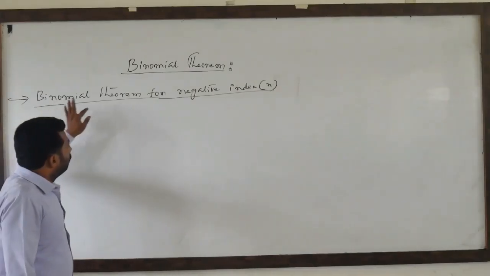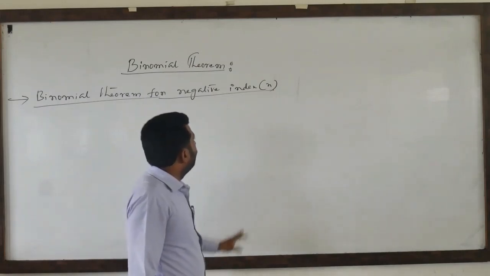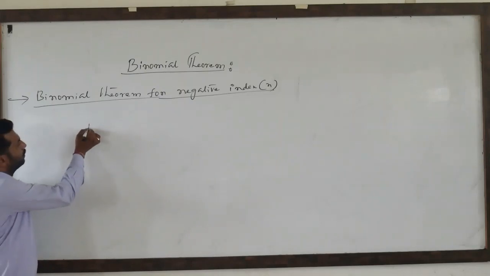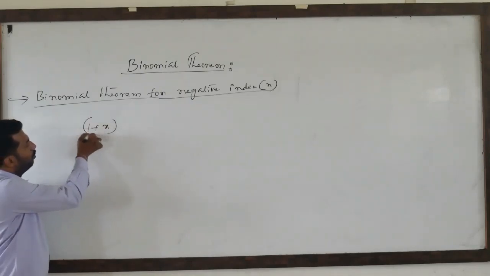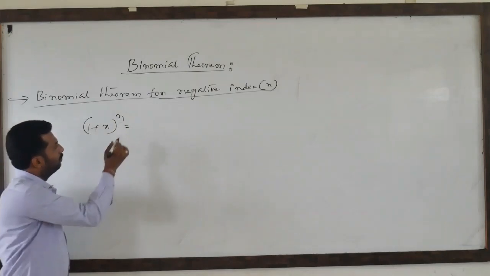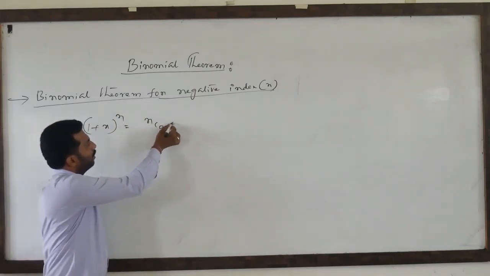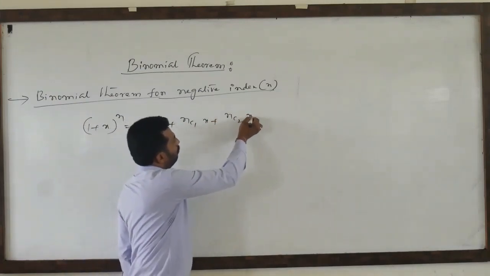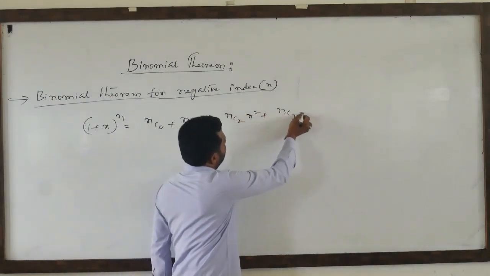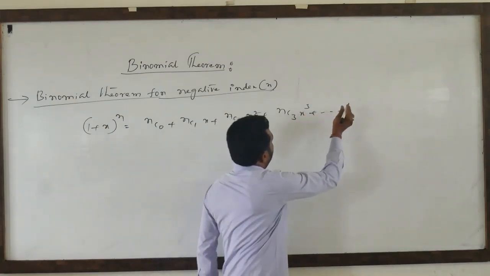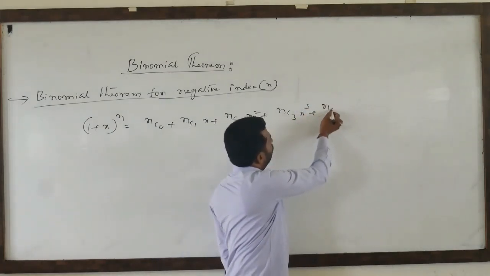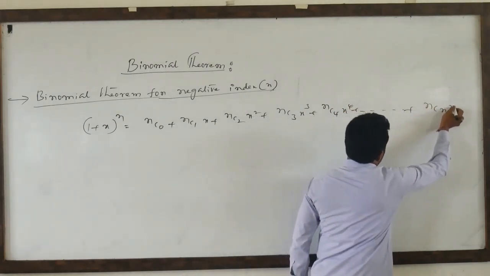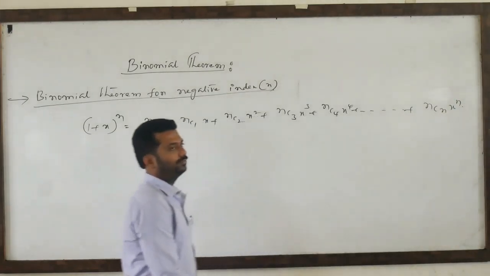The binomial theorem for negative integral index n. First, what is the positive integral index case? We'll see once. (1 plus x) whole power n equal to nC naught plus nC1 into x plus nC2 into x square plus nC3 into x cube. If you want to write one more, nC4 into x to the power 4, and the last one is nCn into x power n.